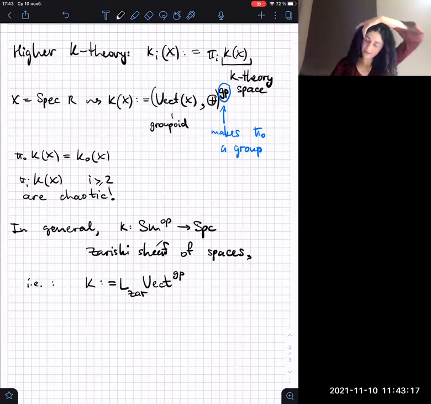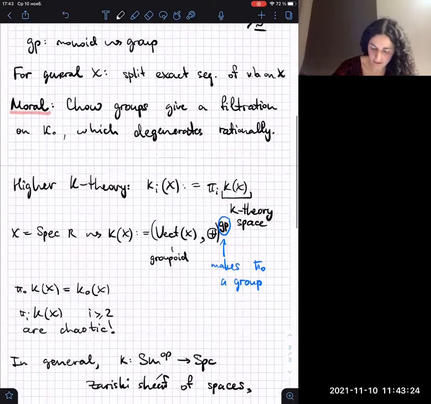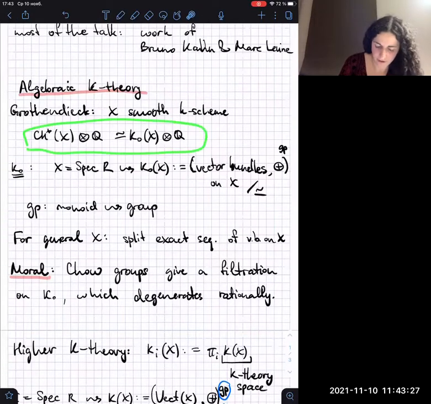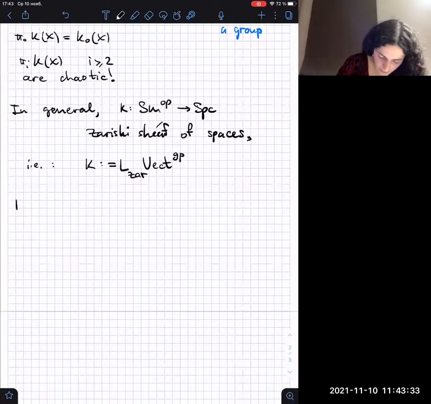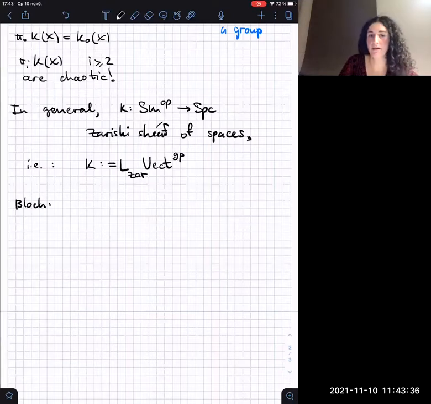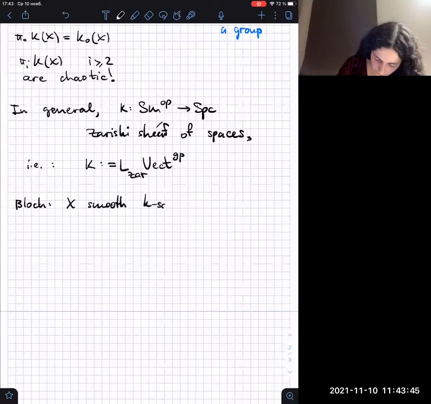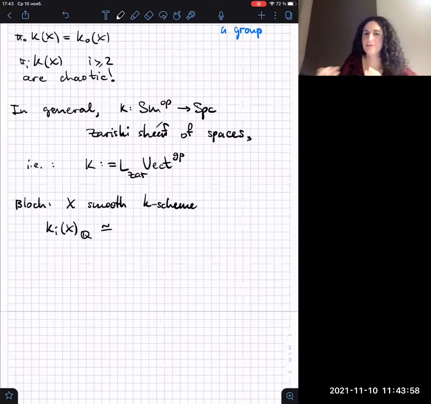And okay, so what's cool? The natural question to ask, if you defined higher K-theory, is whether there is an analog of this rational isomorphism of Grothendieck. And that was Bloch's work on higher Chow groups, which says that yes, there is an analogous isomorphism. So again, for X a smooth scheme, we will have that for any i, this higher K-theory also has a filtration by some generalization of Chow groups, namely higher Chow groups.